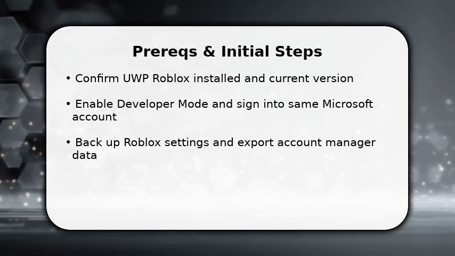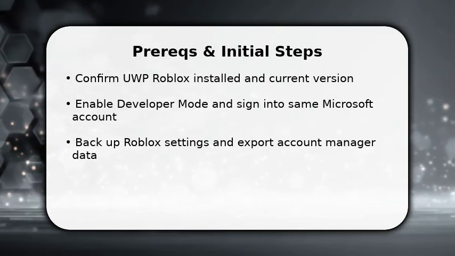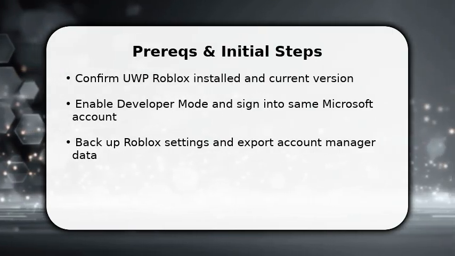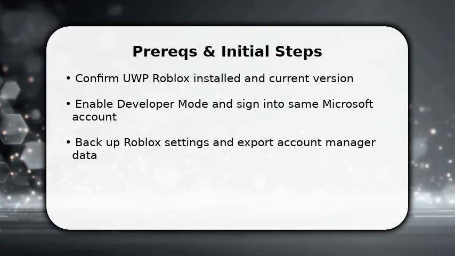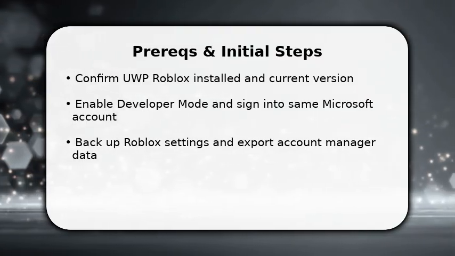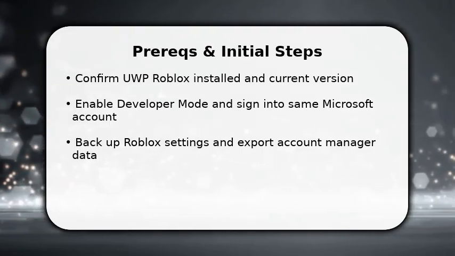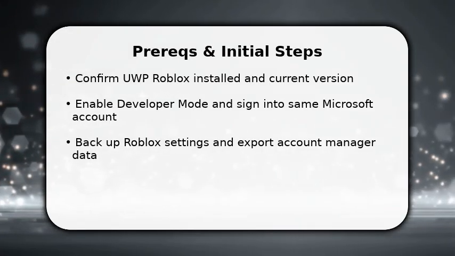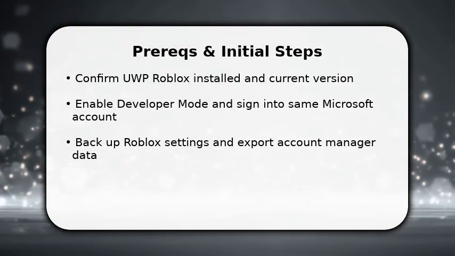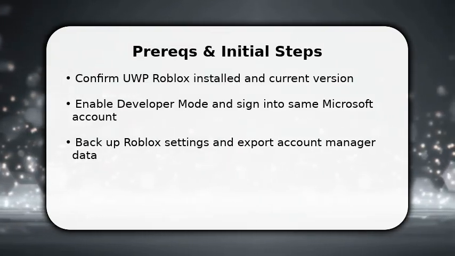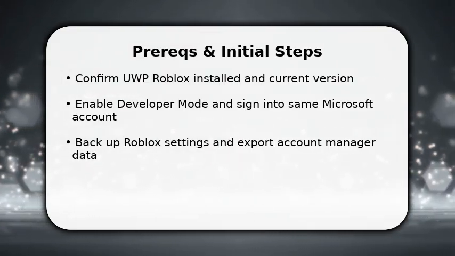Next, enable developer mode in Windows and sign into the same Microsoft account the UWP uses so permissions align. Once done, backup local Roblox settings and export any account manager data or config files to a safe folder. This prevents data loss and makes it easy to restore state if an update or repair alters files later.